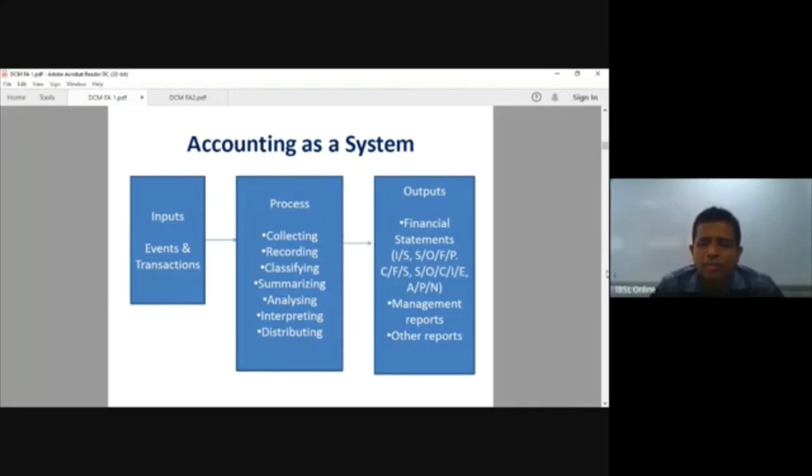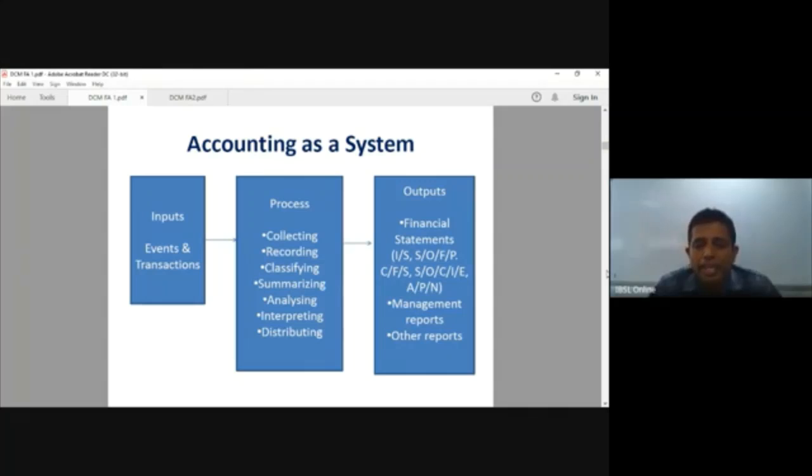SOFP means statement of financial position. CFS means cash flow statement. SOCIE means statement of changes in equity. Then APN means accounting policies and notes. Those are two separate things: accounting policies is a separate one and accounting notes is a separate one.